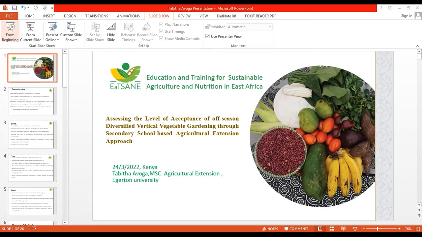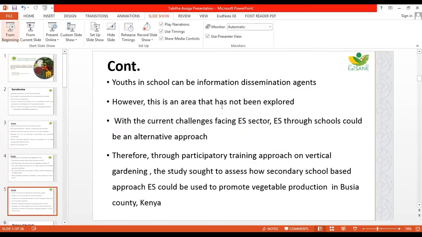Tabitha, is it possible to move with the slides? Because we are not seeing how you are moving. I'm on the third slide. We're not sharing the slides, they're just appearing there and static. From my end, they're moving. Now they're moving. Yeah, okay.